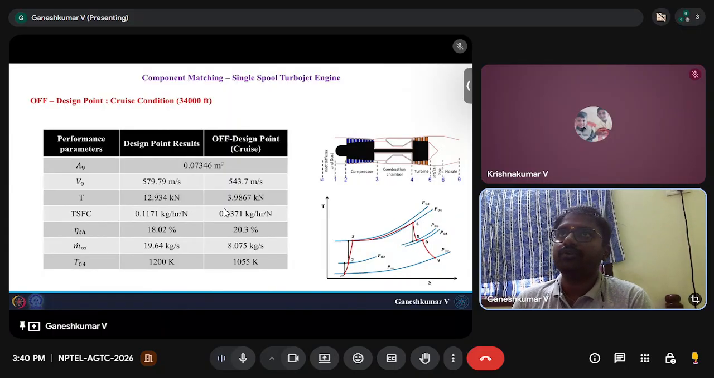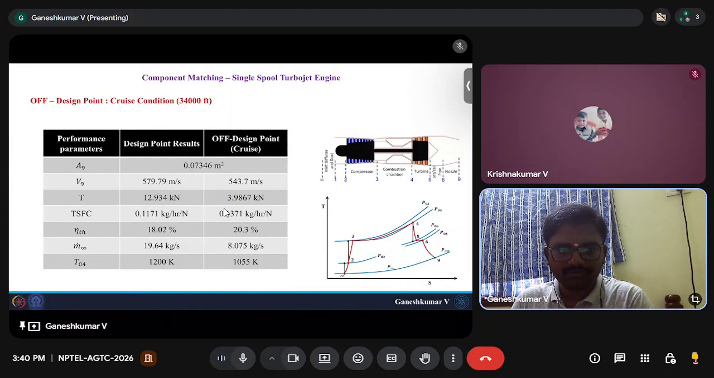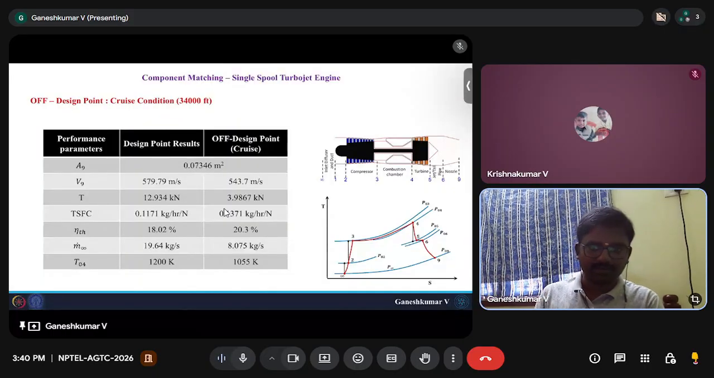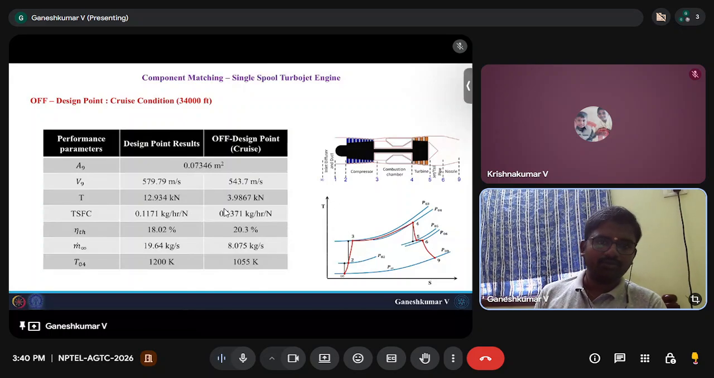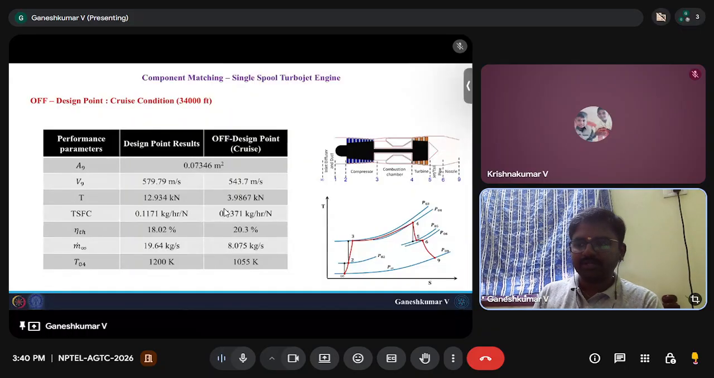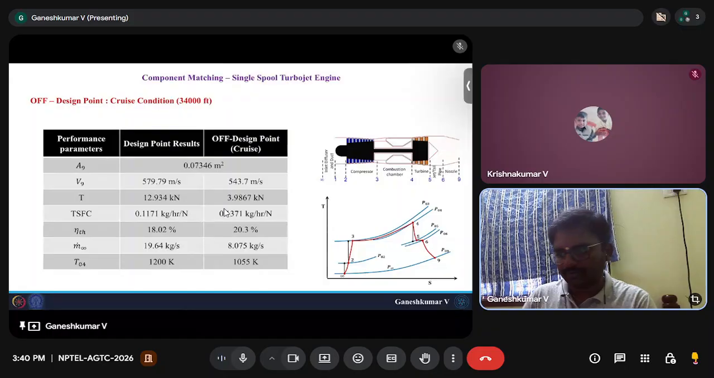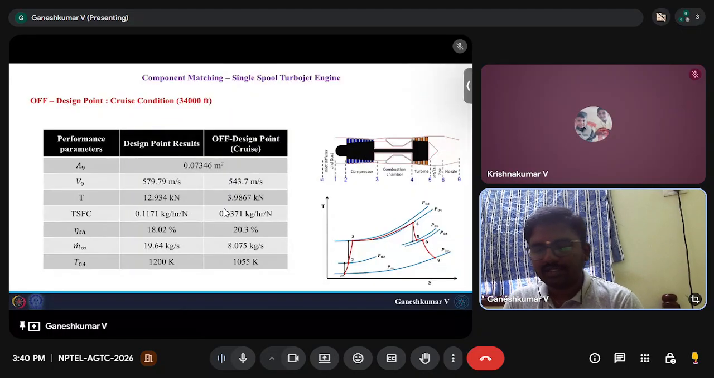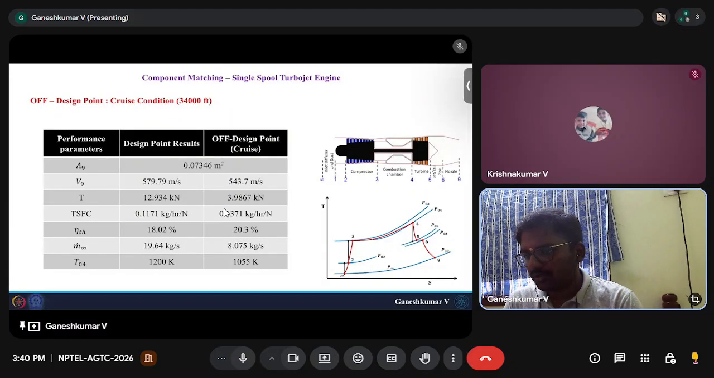which means during takeoff for a small short duration, you will inject a lot of fuel to reach 1200 Kelvin, or forget about the amount of fuel, but you will have a hot exhaust from the combustion chamber, which is going to go through the turbine, and that is going to give you very high thrust during the takeoff. But during the cruise condition, you will reduce the temperature, and the thermal load on the turbine will also reduce. So from 1200 Kelvin, it has reduced to 1055 Kelvin.